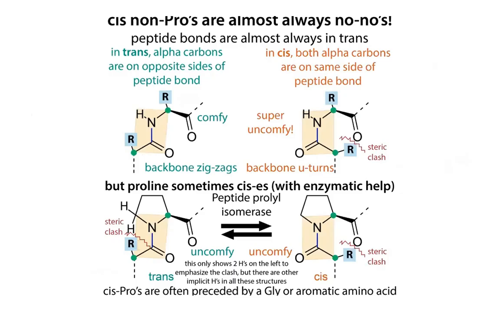And for most of the amino acids, it's going to be super clashy if you were to go to the cis form, but proline is clashy either way, and so it can go to the cis form. But this is going to require the help of an enzyme, because when proline is put into the protein, the ribosome is always going to put things in the trans form. And if you want to rotate around that bond to get a cis proline, that's going to take the help of an enzyme.